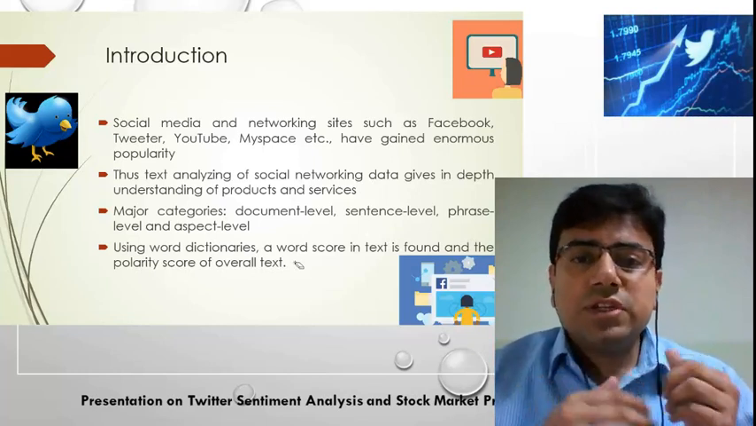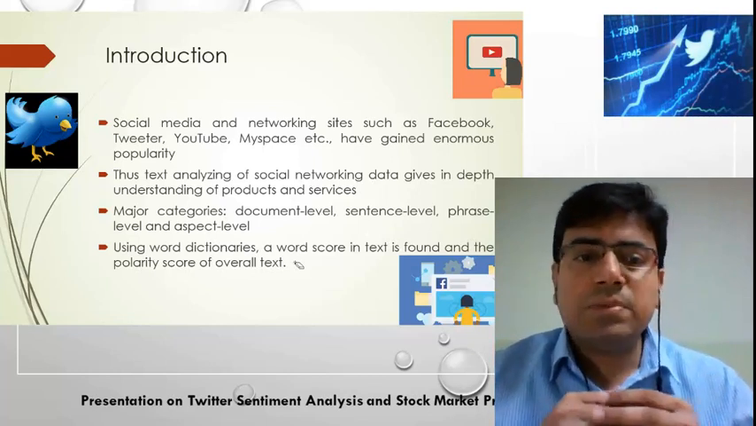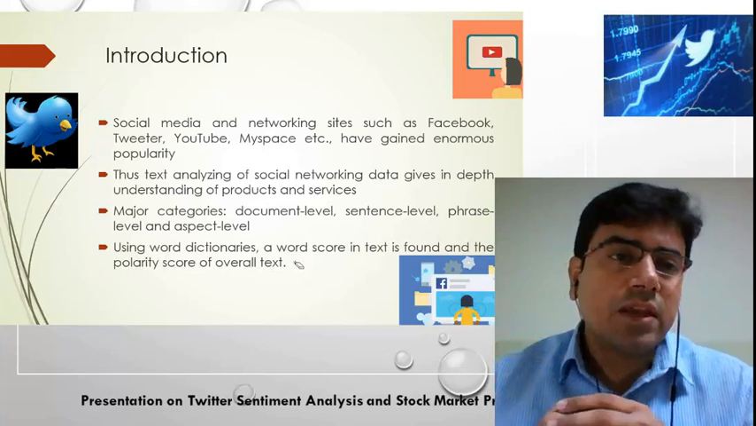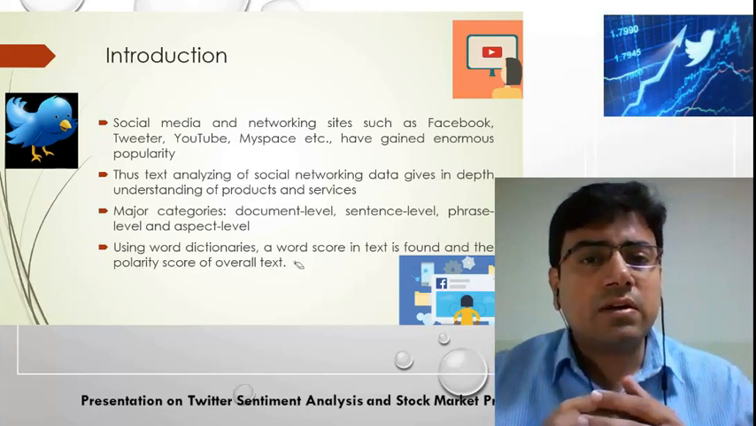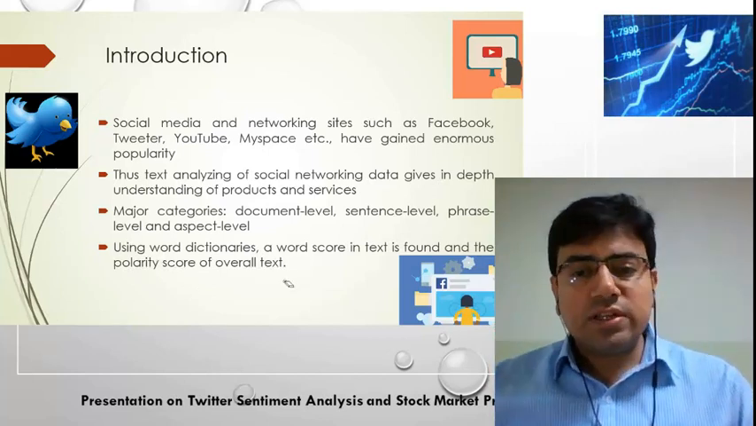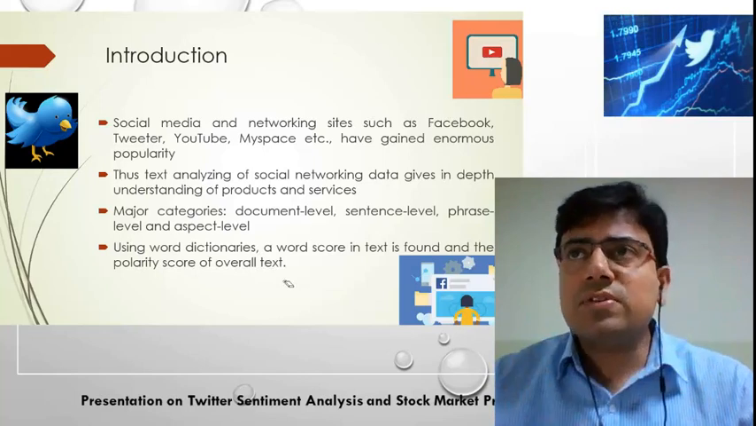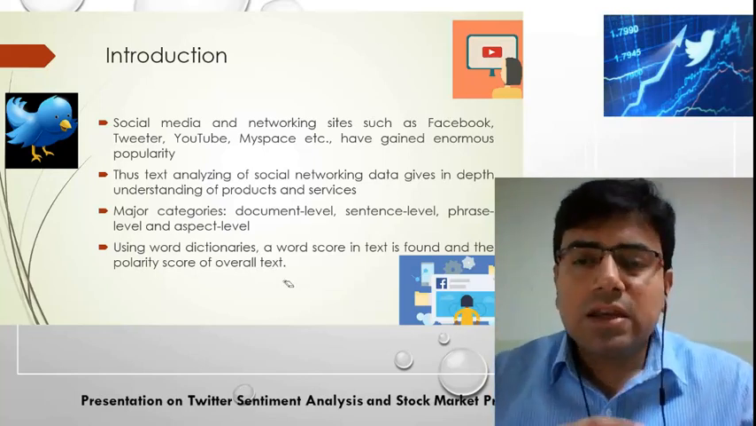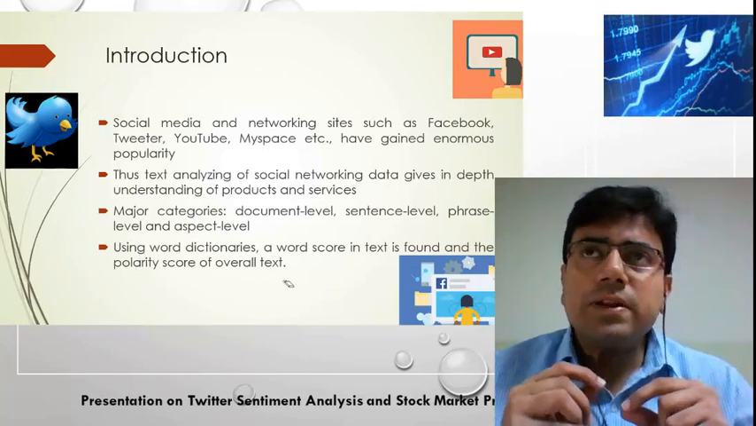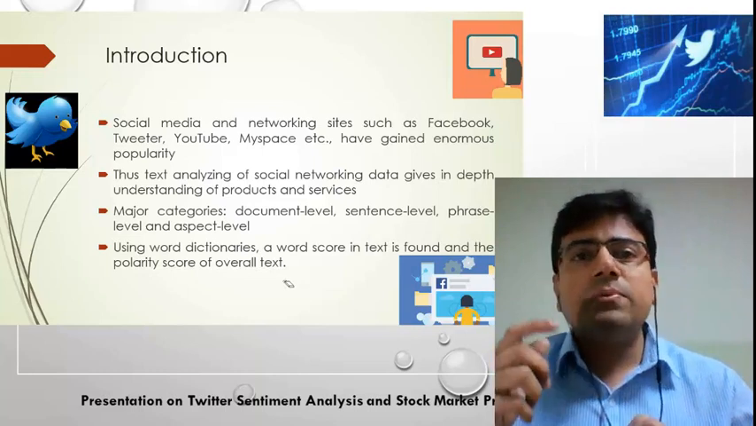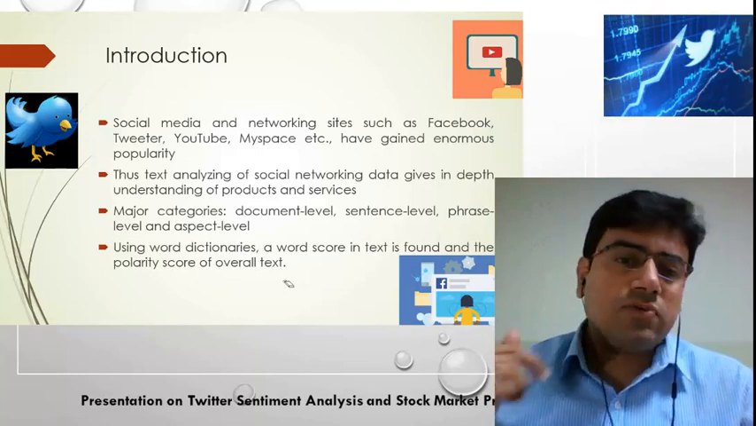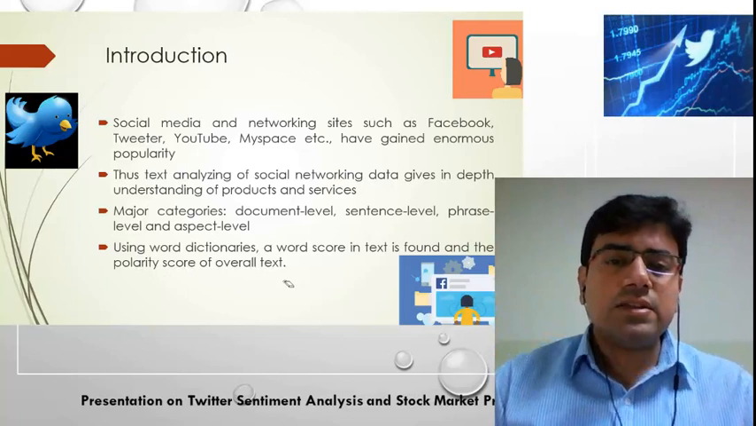There are different ways in which analysis of text can be done. It could be at document level, sentence level, phrase level, aspect level, etc. One of the ways to determine the sentiment of a given text is to use what are known as word dictionaries. A word dictionary basically consists of a list of words along with the polarities associated with each word. To determine the sentiment of a sentence, we can identify the important words, and the summation of the polarity of each individual word will give the sentence sentiment.